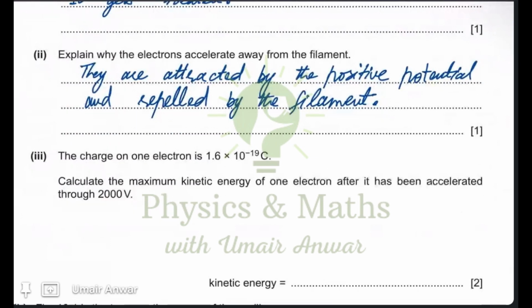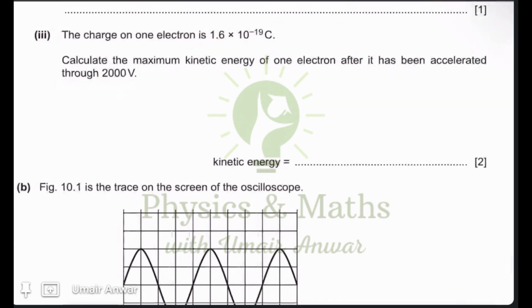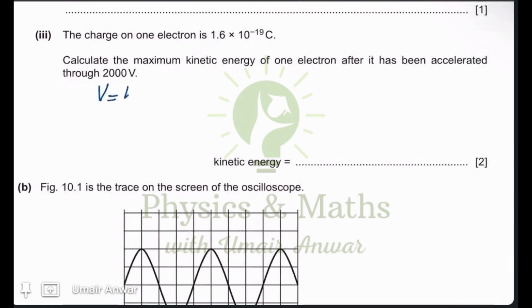The charge on one electron is 1.6 into 10 raised to minus 19 coulombs. Calculate the maximum kinetic energy of one electron after it has been accelerated through 2000 volts. We know the formula that voltage is equal to work done upon charge, which shows that work done, which is the maximum kinetic energy, would be the product of voltage and the charge.